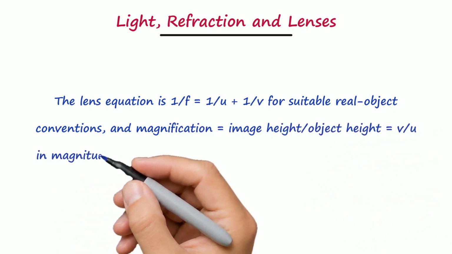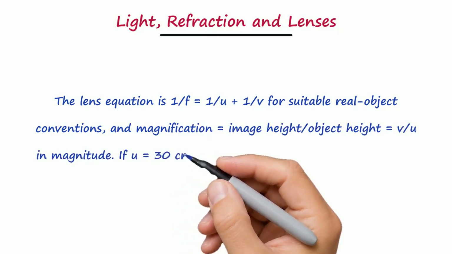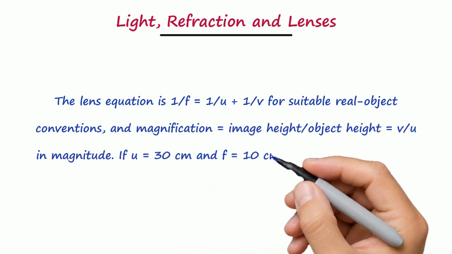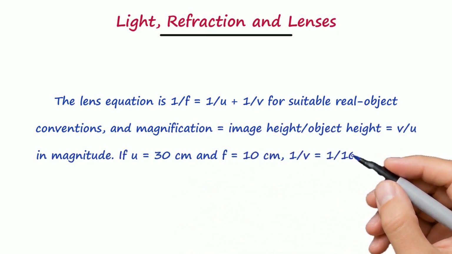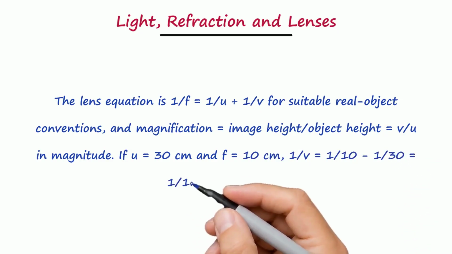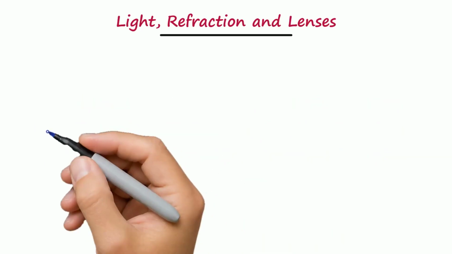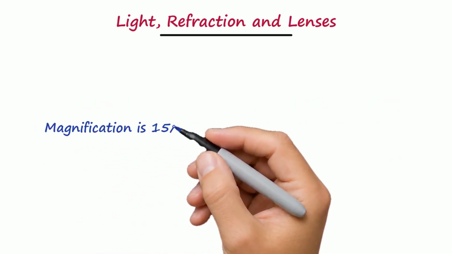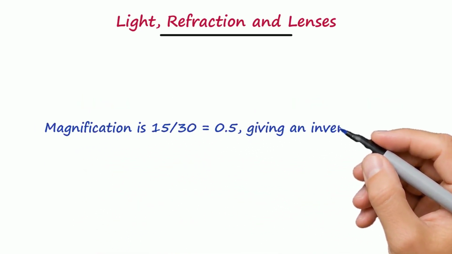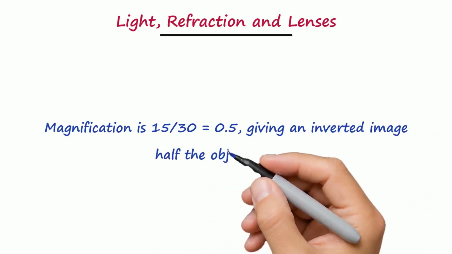If u equals 30 cm and f equals 10 cm, 1/v equals 1/10 minus 1/30 equals 1/15, so v equals 15 cm. Magnification is 15 over 30 equals 0.5, giving an inverted image half the object height.